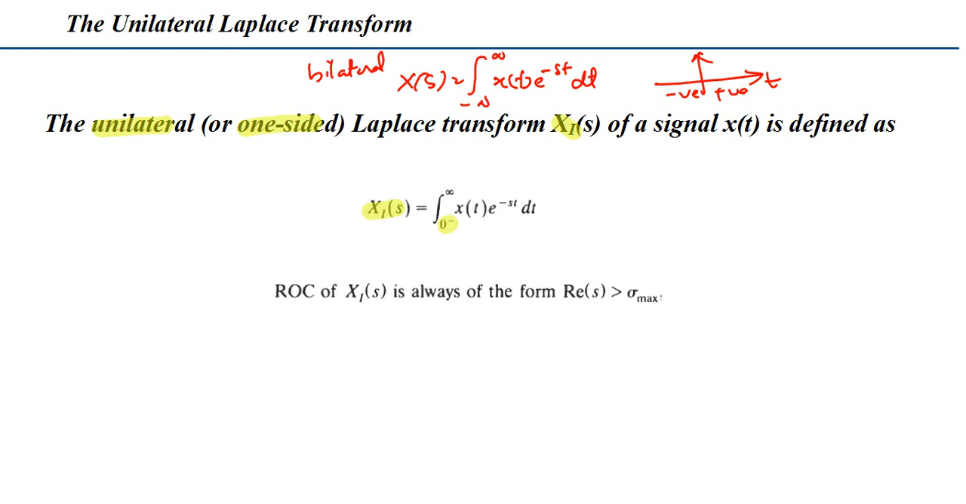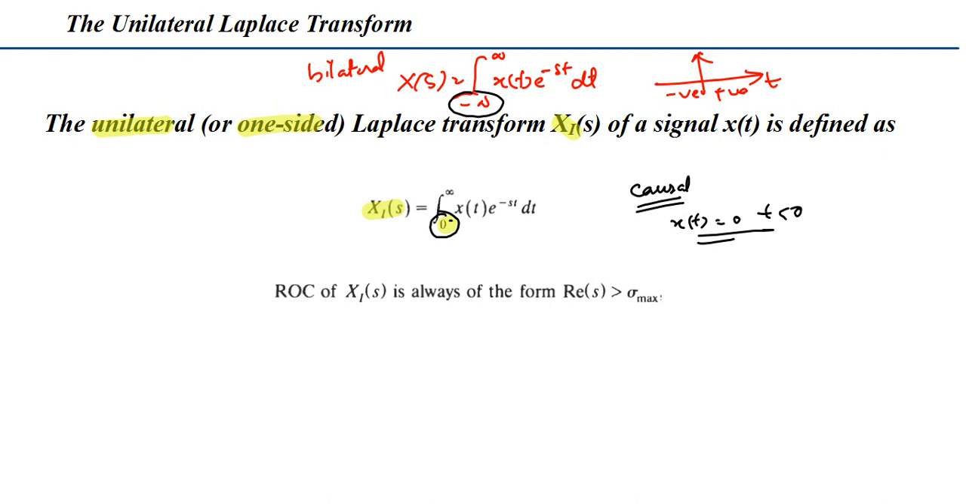We are not considering from minus infinity to something, because in bilateral we are integrating from minus infinity to infinity, but in unilateral Laplace transform we are considering from 0 onwards, or very specifically 0 minus, because most of the systems are causal in nature, so we are considering only causal signals. That means signals where x of t is equal to 0 for t less than 0. So we will consider only signals in this particular form.